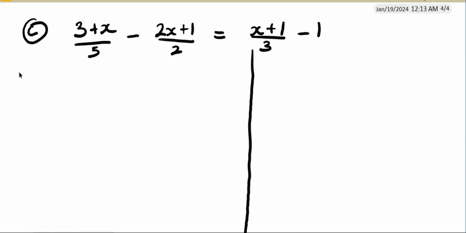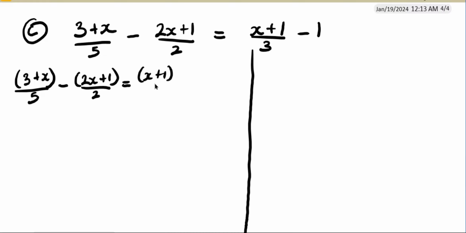So that will give us (3 + x)/5 − (2x + 1)/2 = (x + 1)/3 − 1/1.